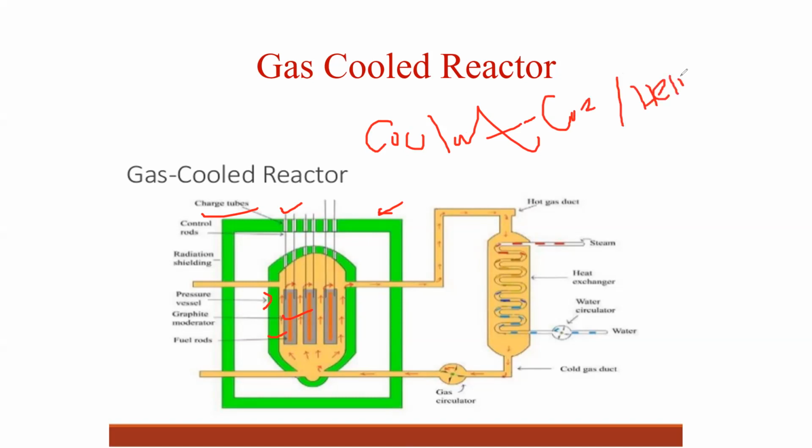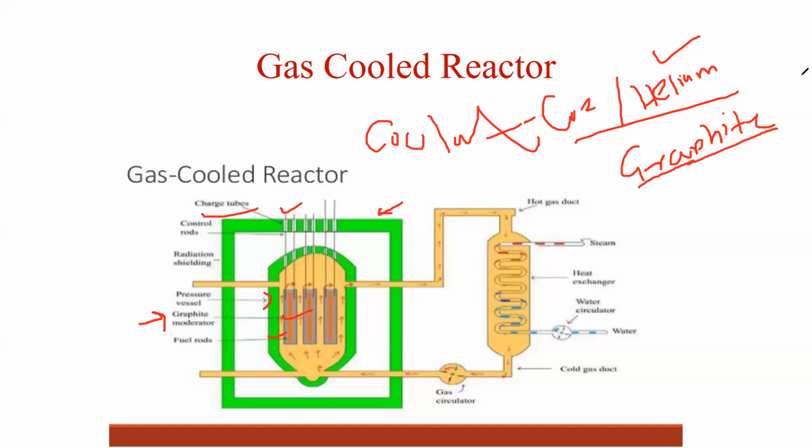So it is very useful to maintain gas at a high temperature. This is one of the advantages. Second, here we use graphite as a moderator. This is the biggest difference. In the pressurized water reactor and boiling water reactor we use water, but here we use graphite as a moderator. To maintain high temperature, graphite is a very important component, so we can easily maintain it in our gas cooled reactor.